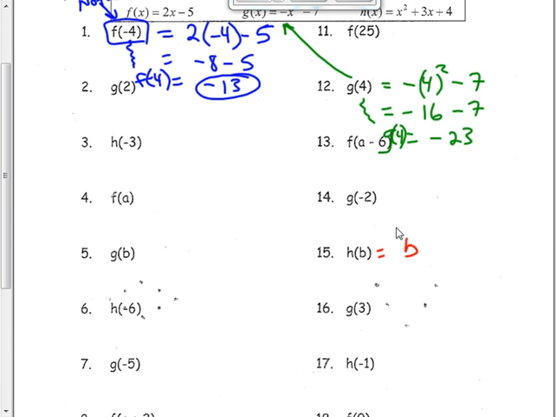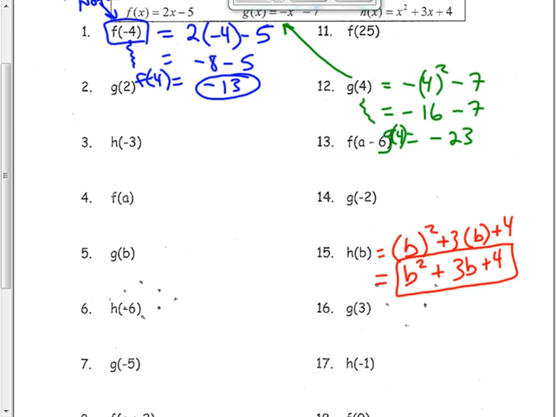I'm taking whatever they're telling me to plug in, and I'm plugging it in. So when I plug it into the function, b squared is b squared, 3 times b is 3b, and then plus 4. Okay, this is my final answer here. b squared plus 3b plus 4 is what h of b is. Okay, I took a b and I plugged it in for the x. x is equal to b.